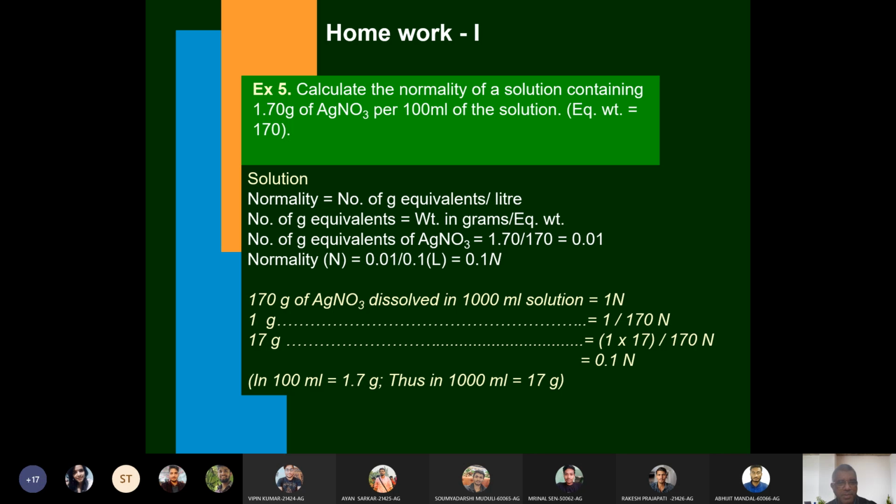Now, for simplification, see the yellow colored lines to make this answer clearer. If you have 170 gram of silver nitrate in 1000 ml solution, that will be your one normal. It is simple because the gram equivalent weight is 170. If that much is there in 1 liter solution, it means this is a one normal solution. Then if it is 1 gram, then 1 by 170 normal. If it is 17 gram, then it is 0.1 normal. So the strength of this solution is 0.1 normal.